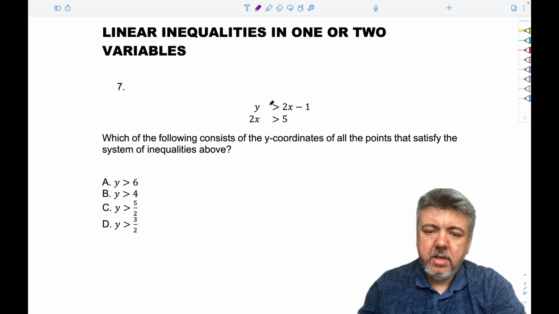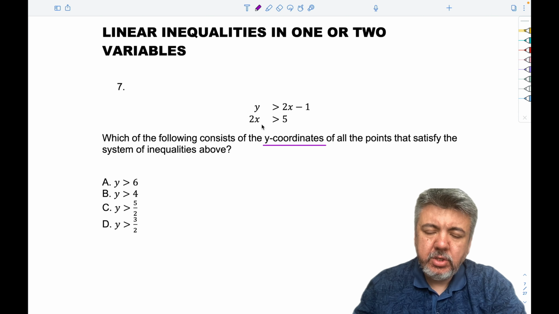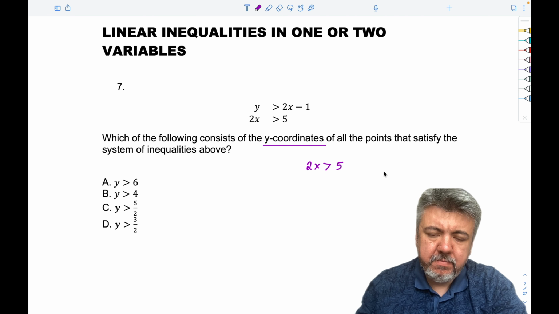Question 7. Two inequalities are given: y is greater than 2x minus 1, and 2x is greater than 5. Which of the following consists of the y coordinates of all the points that satisfy the system of inequalities above? So, first of all, 2x is greater than 5. Is that correct?